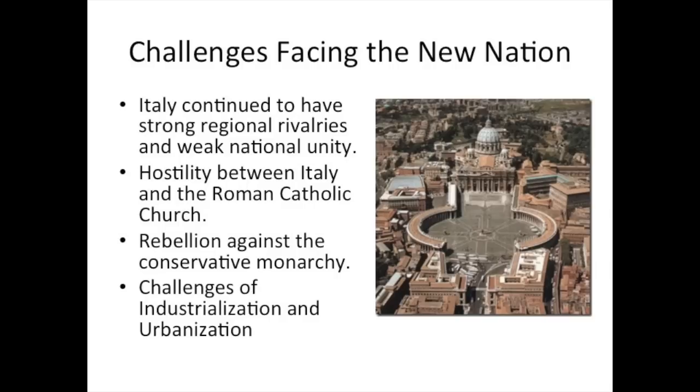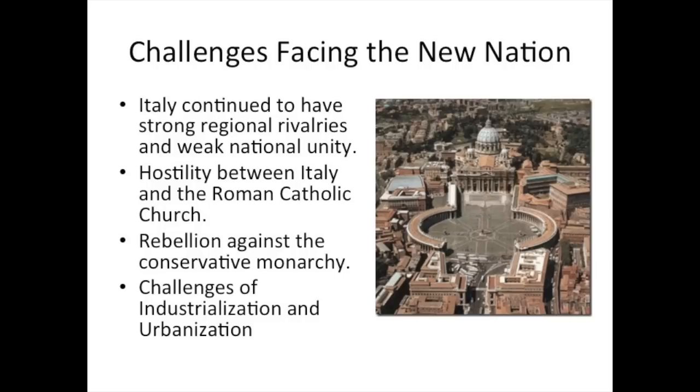So, of course, the Pope's not necessarily a big fan of this. They saw themselves as sort of being held hostage in Vatican City and as prisoners. And they urged Italian Catholics, which was basically all Italians, not to cooperate with the new national government.